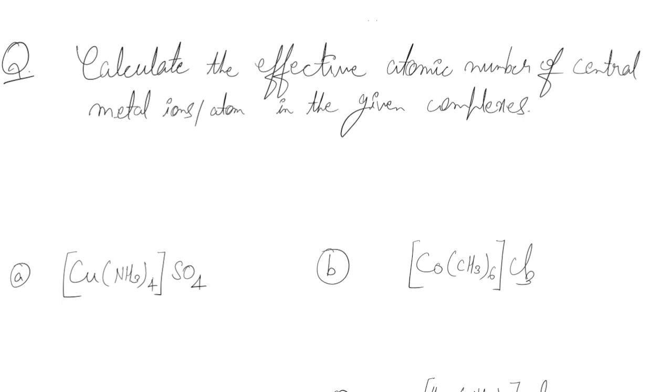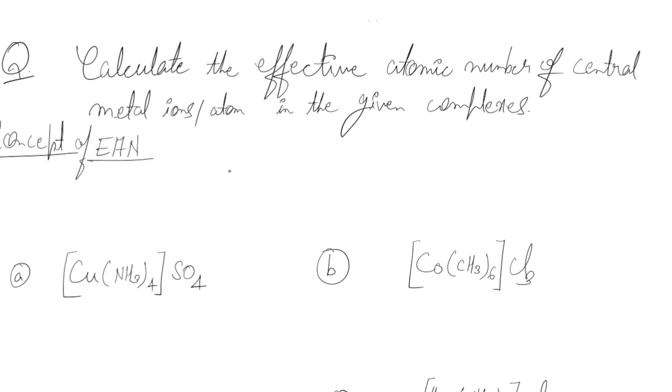Calculate the effective atomic number of the central metal atom in the given complexes. So in this question we have different complexes, and we need to find out the effective atomic number. First of all we need to understand the concept of EAN, effective atomic number.